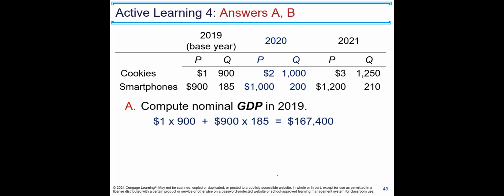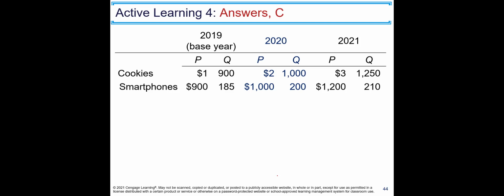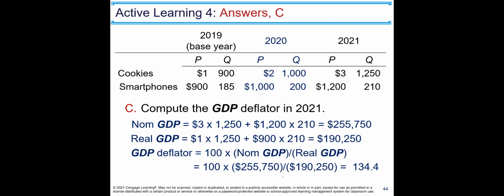So nominal GDP in 2019 is 167,400. Real GDP in 2020 is 181,000. And finally, we need the GDP deflator in 2021. For that reason, we need nominal GDP in 2021, which is 255,750, and real GDP is 190,250, and their ratio times 100, which will give us 134.4, is the GDP deflator.